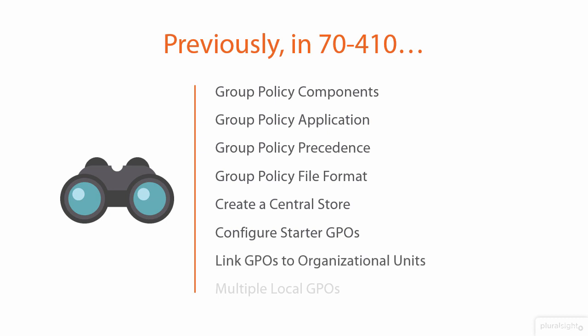We linked those GPOs to organizational units, and then we explored just a bit about the local side of group policy, or essentially the application of group policy on single machines when you don't have the Active Directory group policy part of policies available. Again, everything we'll talk about here in this course assumes that you have a familiarity, an understanding of the things that we discussed back in 70-410.